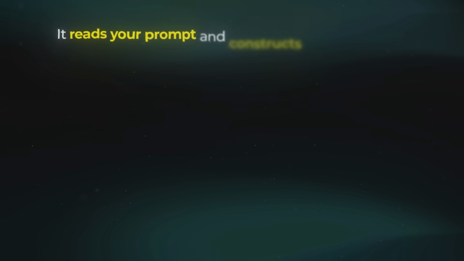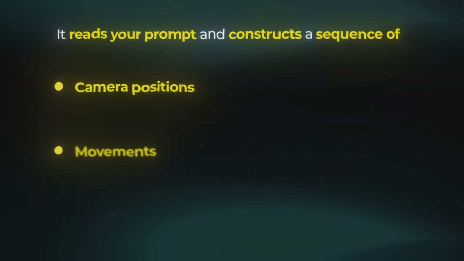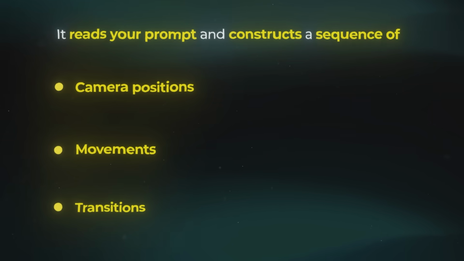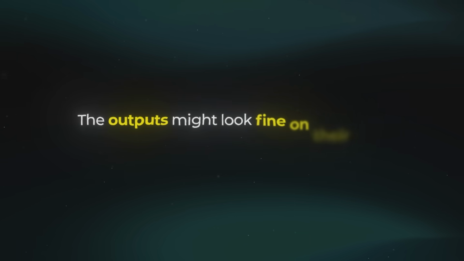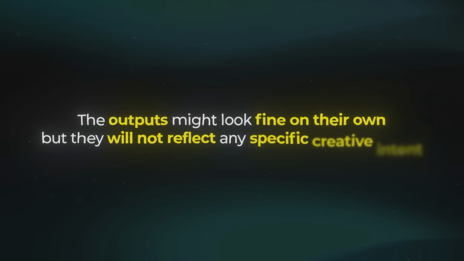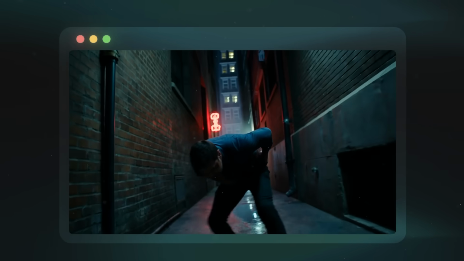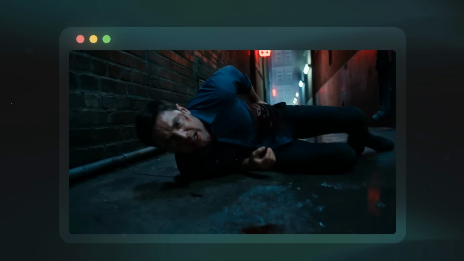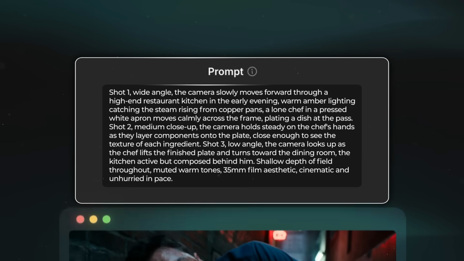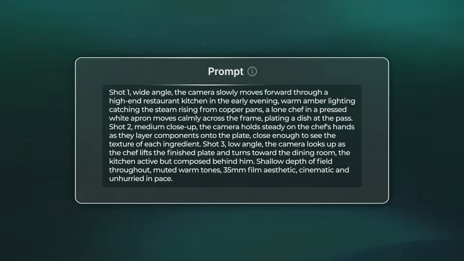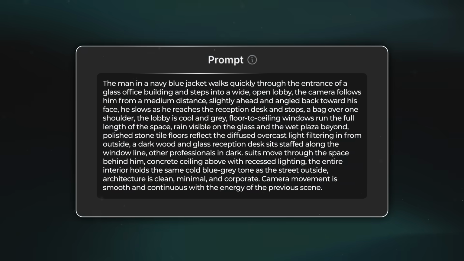Seedance 2.0 is a multi-shot model, and it does not generate a single locked-off scene. It reads your prompt and constructs a sequence of camera positions, movements, and transitions across the full length of the clip. When you give it one vague line, you are handing all of those decisions to the model with no direction. The outputs might look fine on their own, but they will not reflect any specific creative intent because you never gave the model one to work from. Creators who consistently get cinematic results from Seedance are almost always working with a multi-shot prompt structure, one that tells the model what the camera is doing in each part of the clip, what the subject is doing, and what the environment looks and feels like.